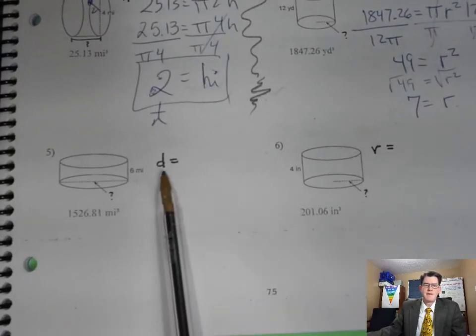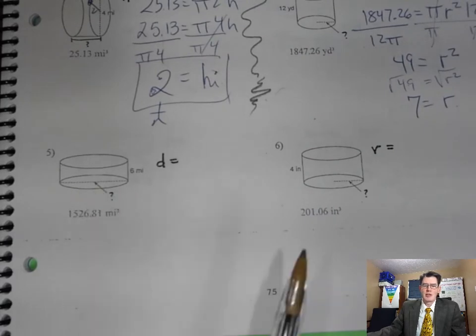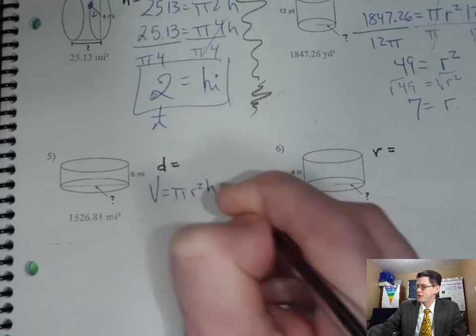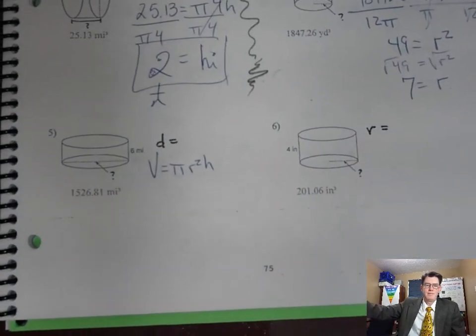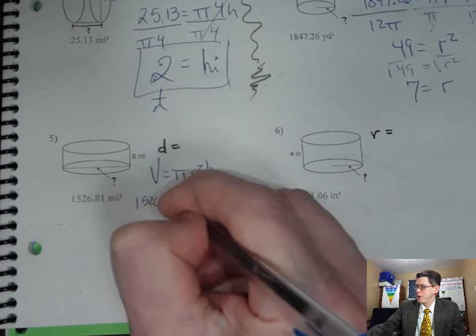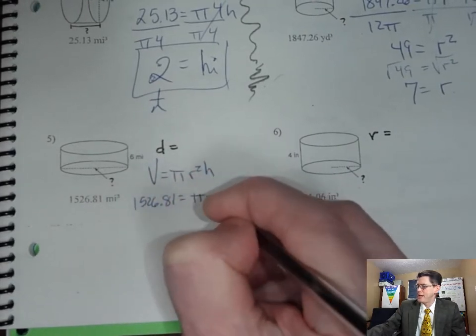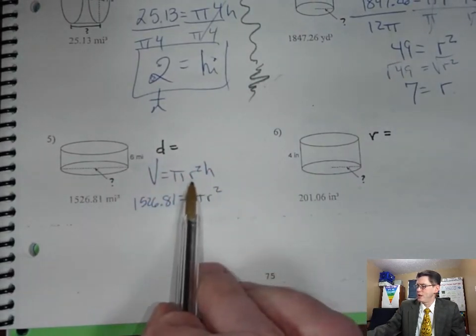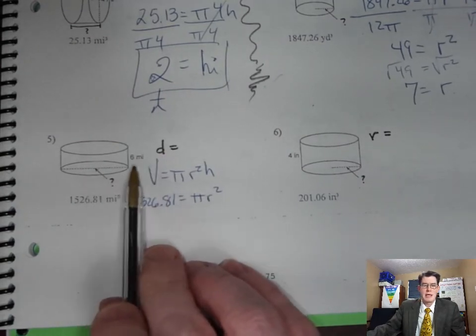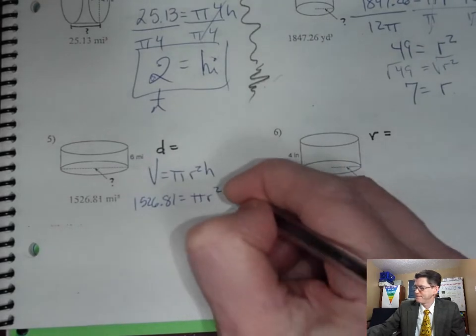On number 5, we're trying to find the diameter all the way across. So don't be fooled here in just a second. The volume is pi r squared times the height, which makes 1,526.81 equal to pi times the radius squared. Don't be confused by that. The diameter, we'll get to that in a second, is the height, 6.